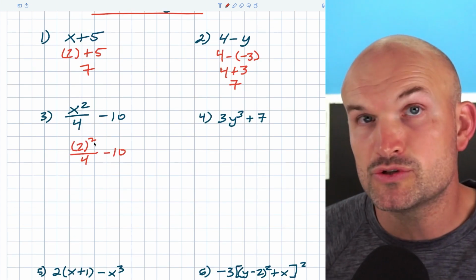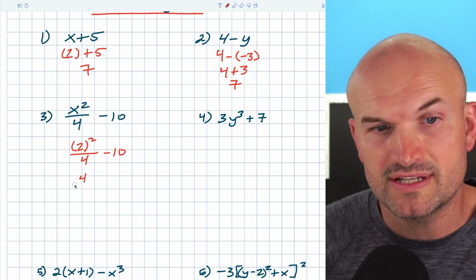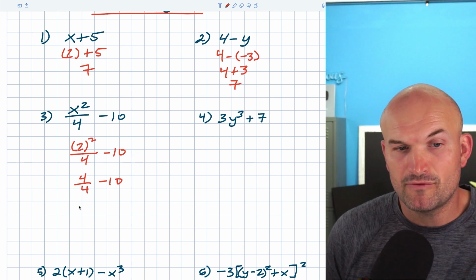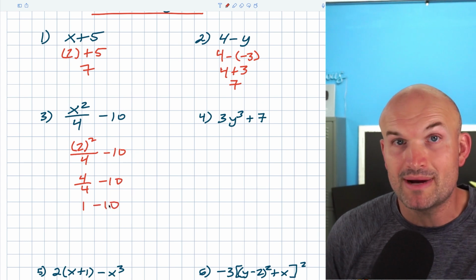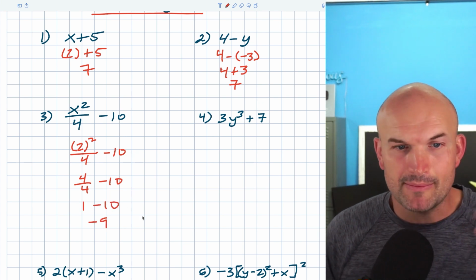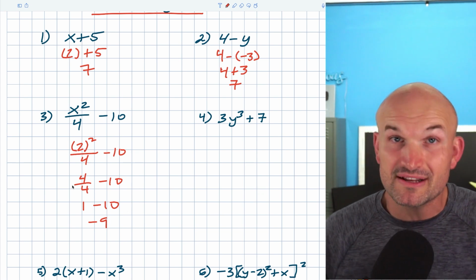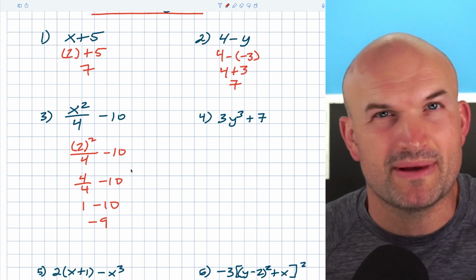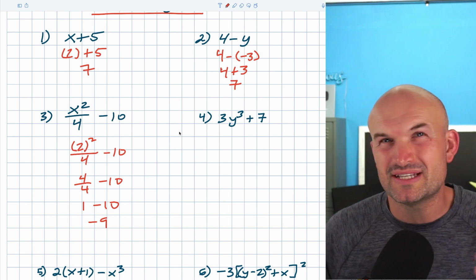So in this case, we have 2 squared, which is a 4. So this is 4 divided by 4 minus 10. Well, 4 divided by 4, guys, is just a 1, minus 10. And 1 minus 10 is going to be -9. I'm doing this step by step just to make sure you guys can follow along. But obviously, based on your teacher and based on your level of understanding, you could definitely skip ahead from some of those steps.